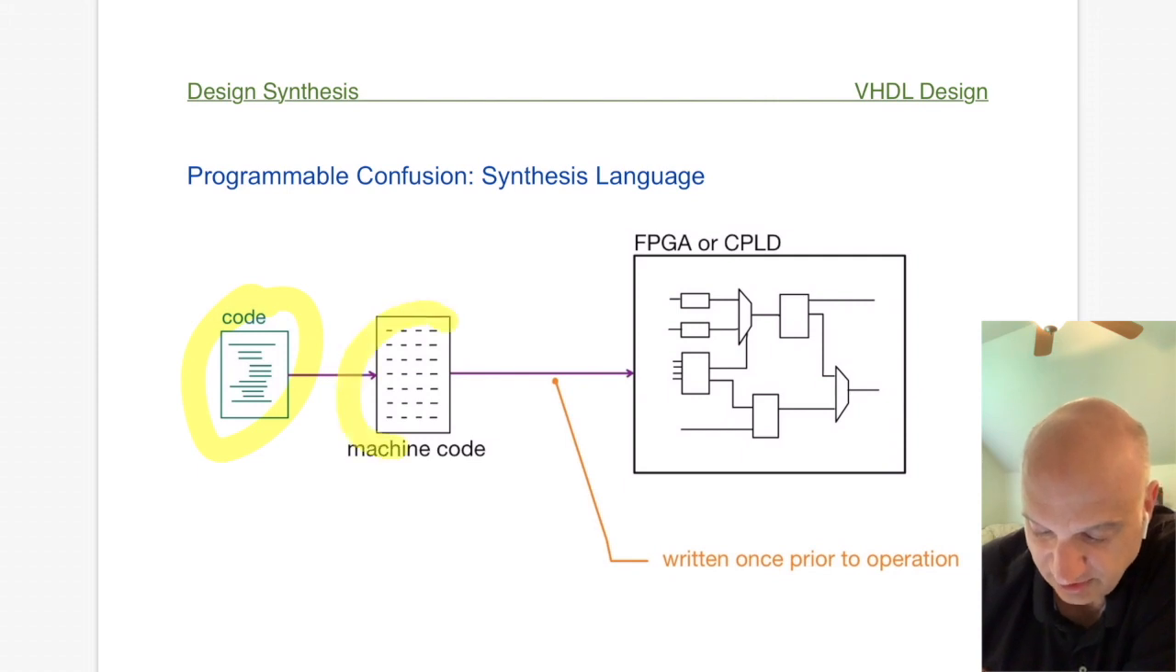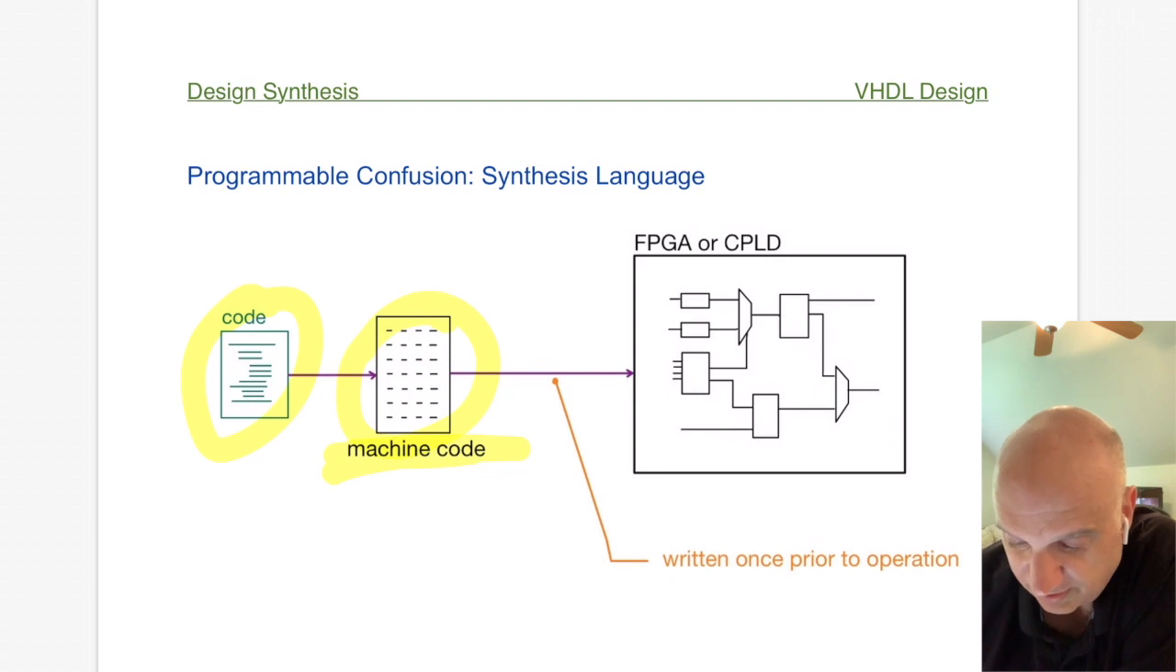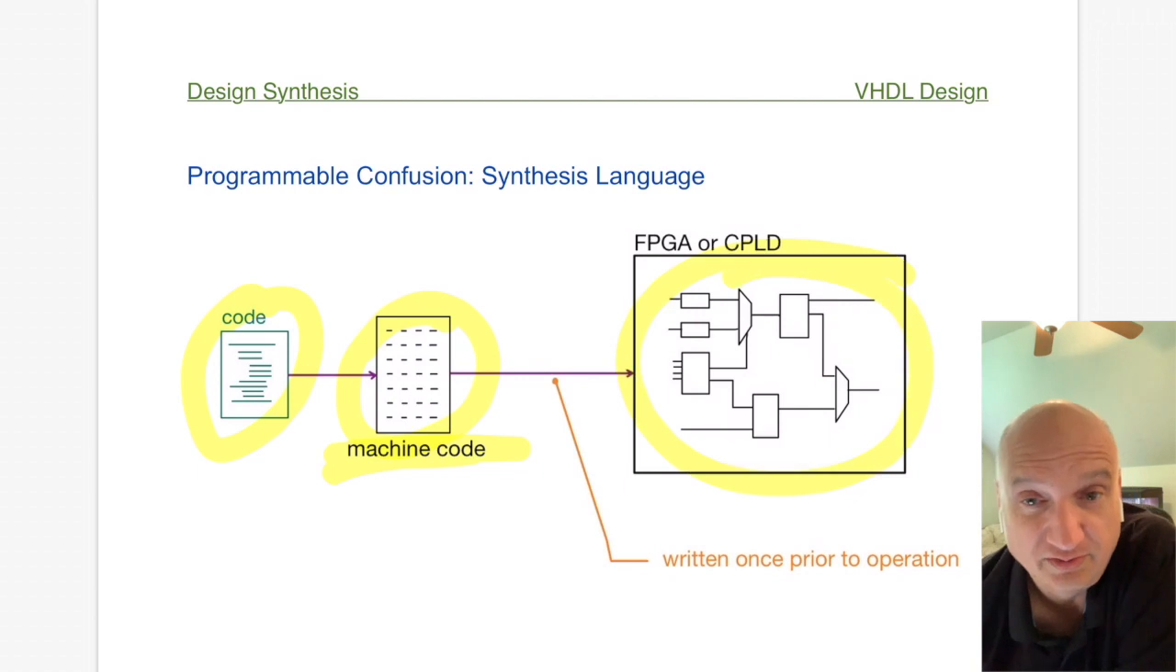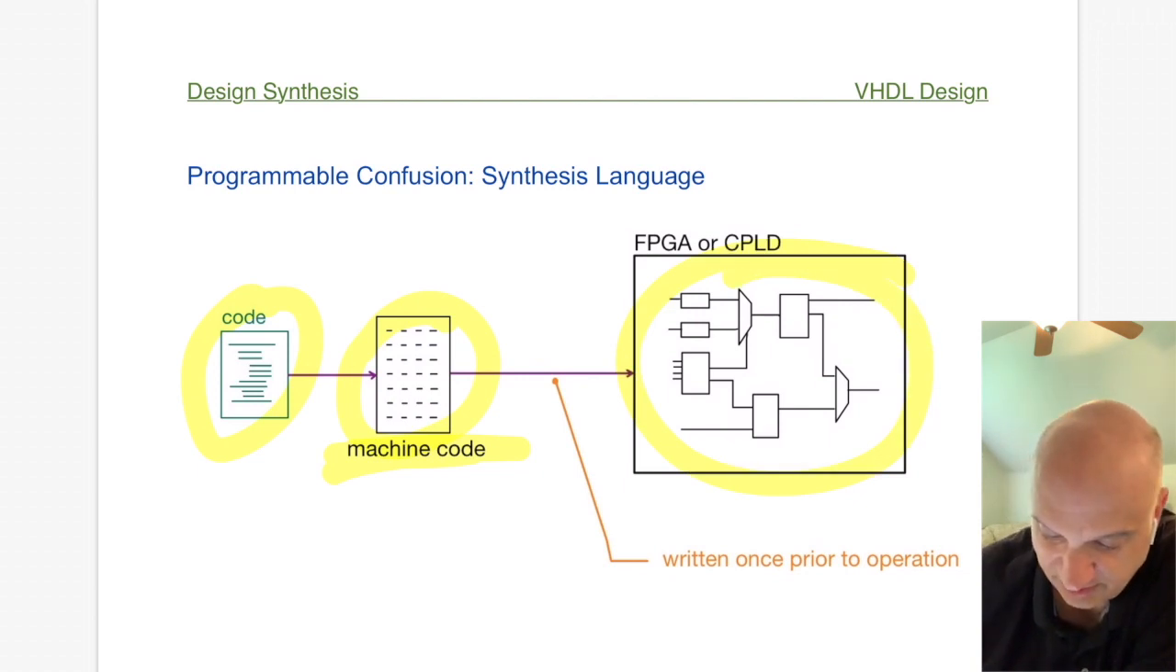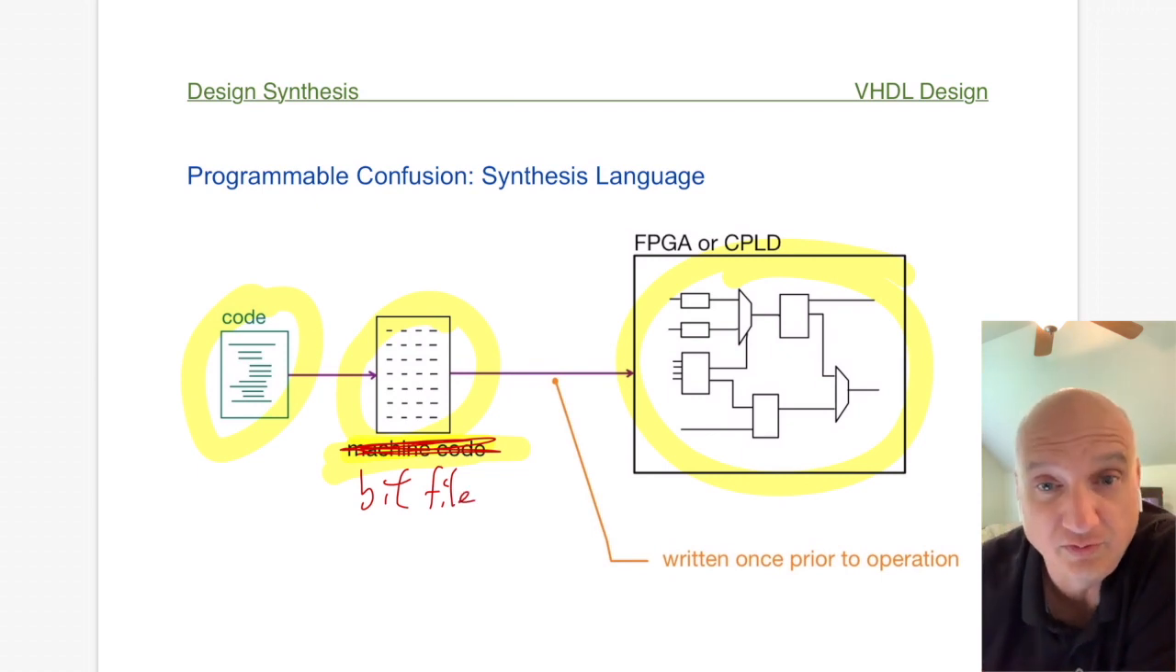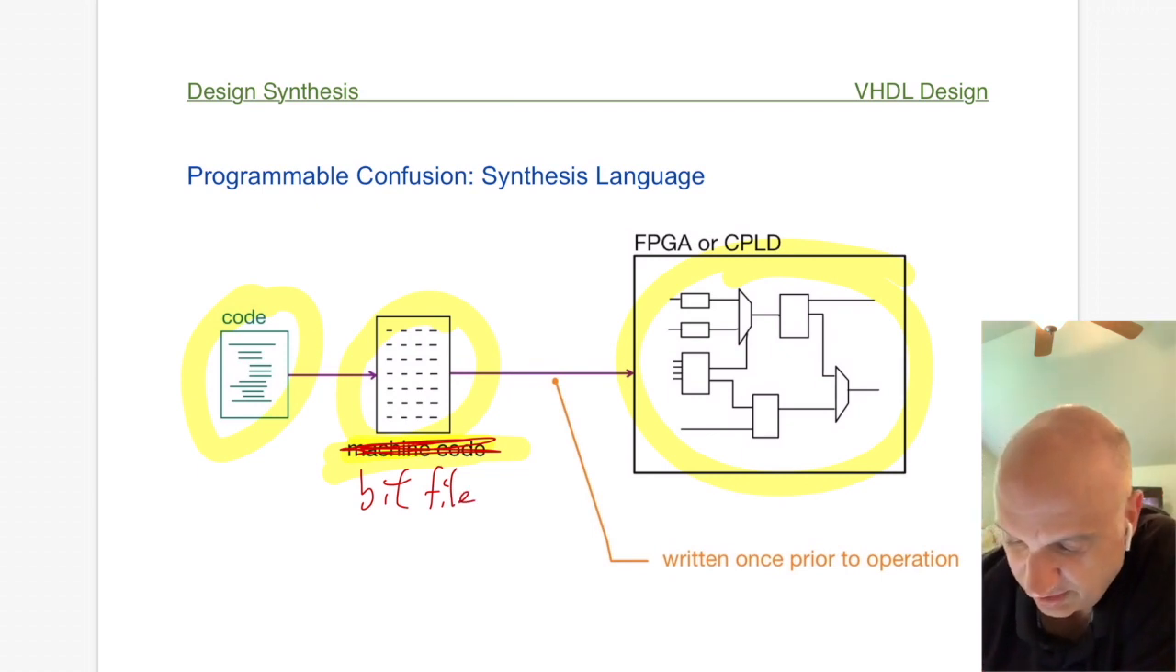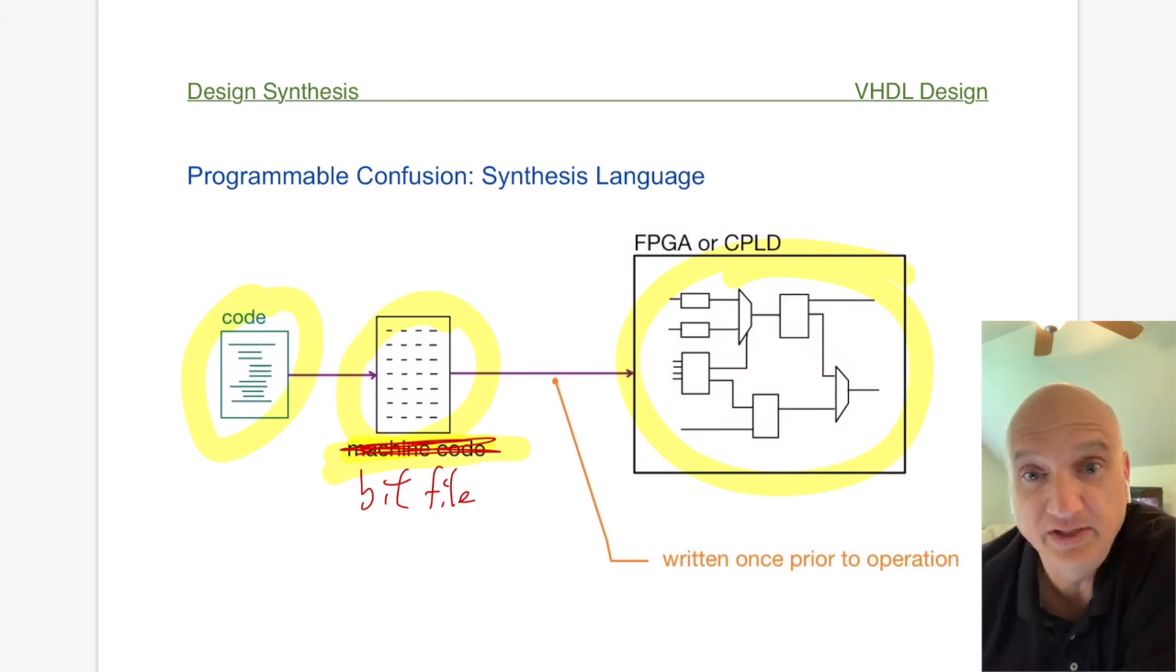So this machine, nope, that's not machine code, I need to fix that, this is a bit file. That bit file is written to the CPLD or the FPGA one time. Okay, one time. So instead of machine code, this should be bit file, and that bit file is written to an FPGA or a CPLD, and that CPLD then gets configured immediately with a different hardware configuration.